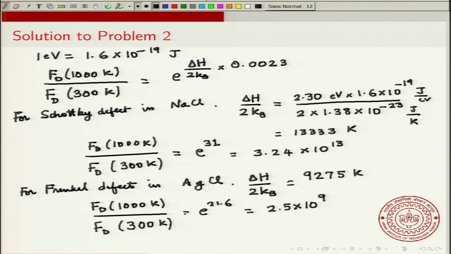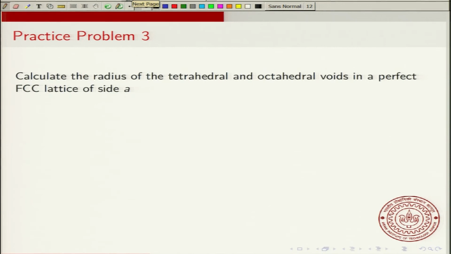Okay. Now next we'll do another problem. This is to calculate the radius of tetrahedral and octahedral voids in a perfect FCC lattice of side script A. So A is the size of this lattice, and you have to calculate the radius of tetrahedral and octahedral voids.